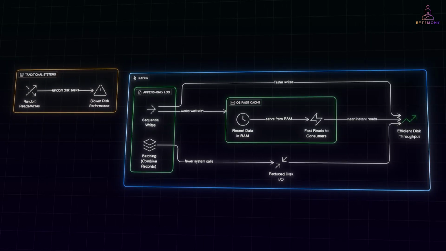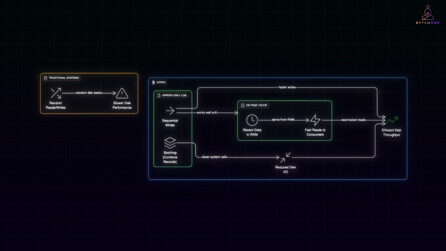It uses an append-only model, meaning each new event is written sequentially, one after another, to the end of the log. On modern SSDs and even spinning disks, sequential writes are dramatically faster than random ones. Because instead of constantly seeking different disk locations, Kafka just streams data in order, which the hardware and file system can handle incredibly efficiently. Then comes the OS page cache, a clever optimization.